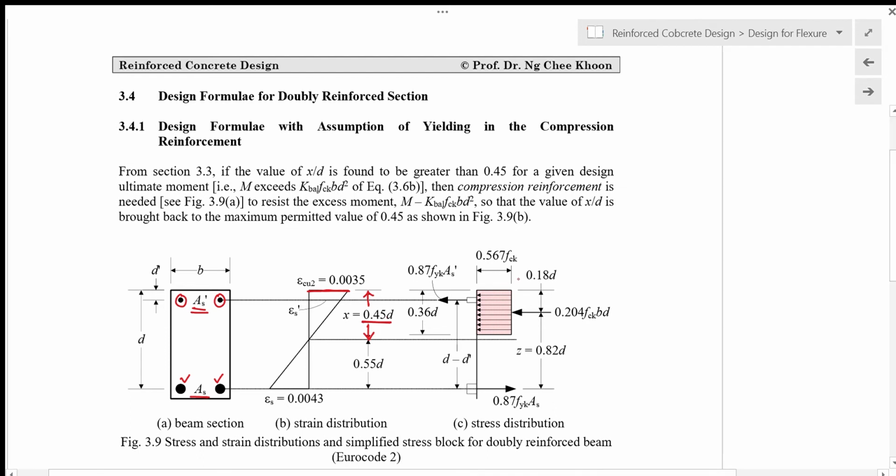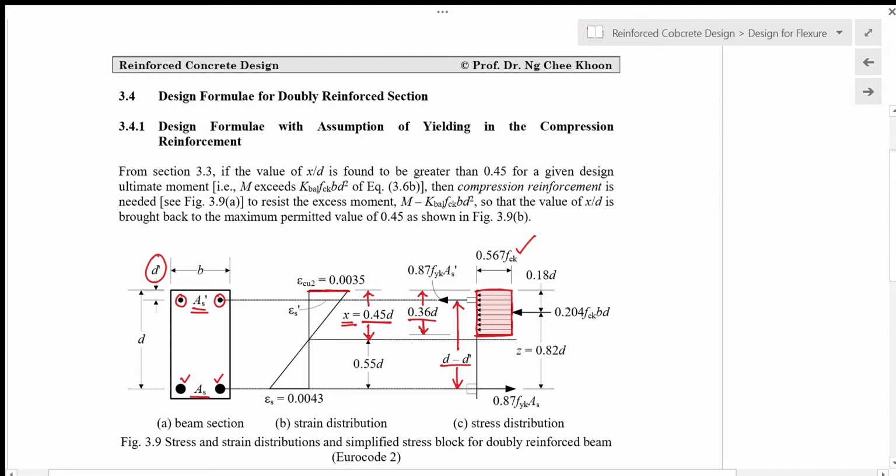The concrete rectangular stress block still looks the same as in the case of a singly reinforced beam, because the maximum stress is still 0.567 fck. When X is equal to 0.45 D, the depth of the compression block 0.8 X will be 0.8 times 0.45 D, so we get 0.36 D. For the depth of the compression reinforcement, we use D prime, so the distance between the compression reinforcement and the tension reinforcement is D minus D prime.